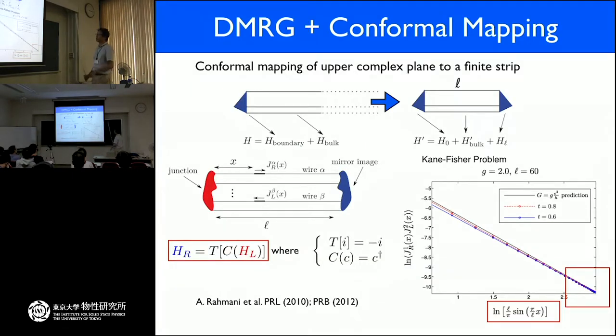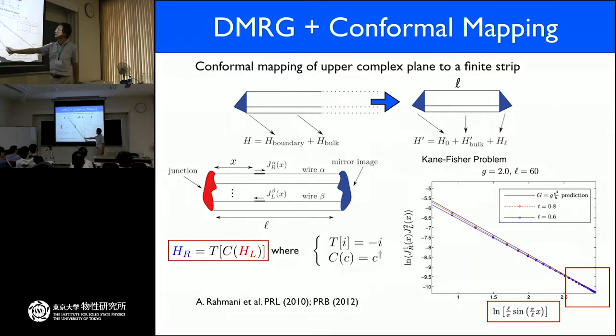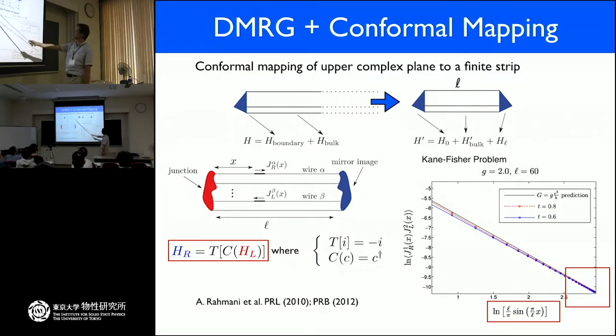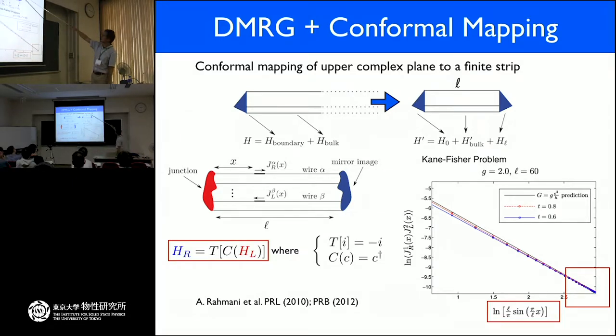So the first approach is proposed by Shimon's group. So the idea is that, since you are interested in this kind of system, if this is a complex plane, and this is, say, for example, the junction at t equals 0, then this is your upper complex plane, and you can do a conformal mapping of the upper complex plane to a finite strip, but this doesn't give you a complete system. So the trick is that you need to cap the system on the other end. You have to cap this system on the other end, so make it a finite size system.